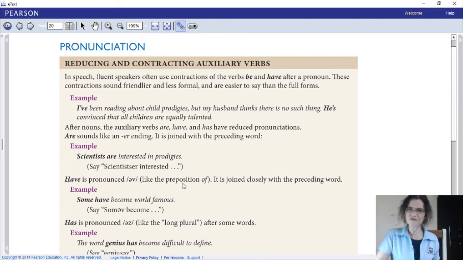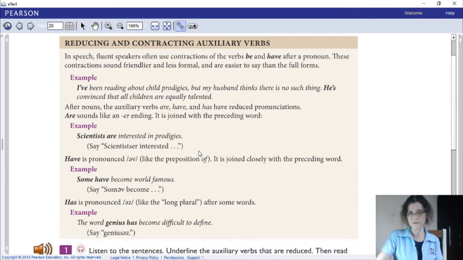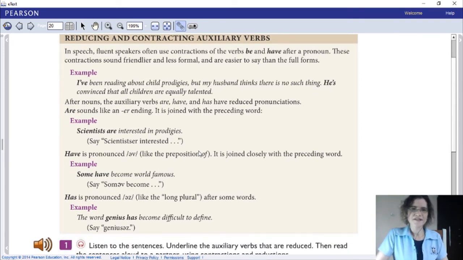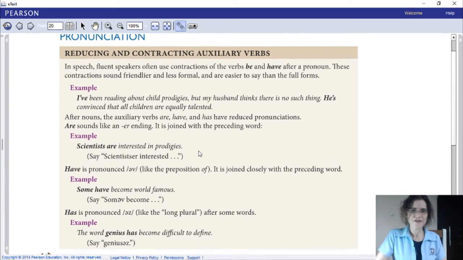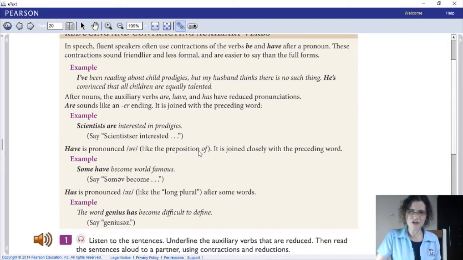So fluent speakers often use those contractions of the verbs be and have after pronouns, and these contractions sound just a little bit more friendly, less formal, sometimes bring us a bit closer to our audience and are easier to say than the full forms. For example, here we have, I've been reading about child prodigies, but my husband thinks there's no such thing. He's convinced that all children are equally talented.